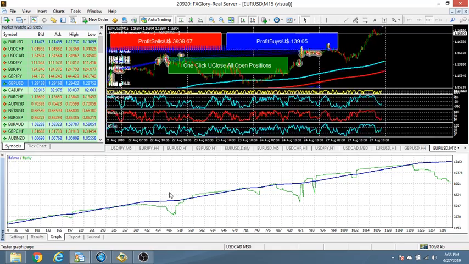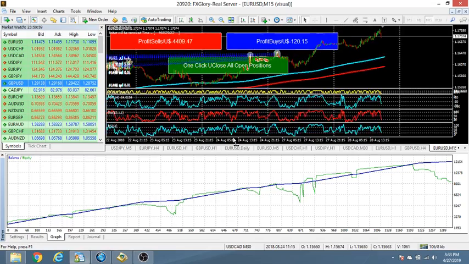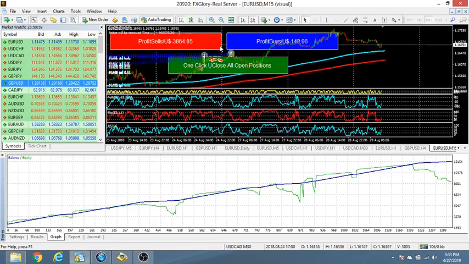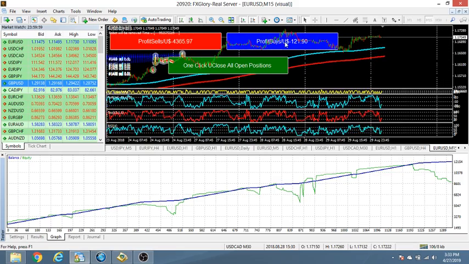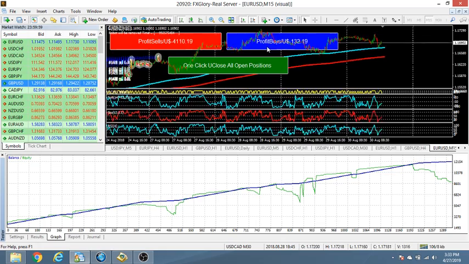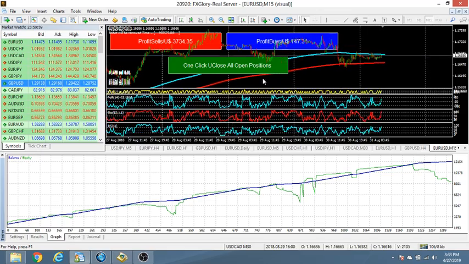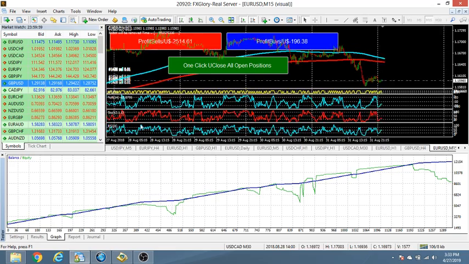Now it opens so many positions right now. You can see through the blue button and the red button, because it opens so many positions. And now the profit on the buy is positive, and it closes some and most of them, and now on the sell side they get more negative. Now it's all done here. Look at that.